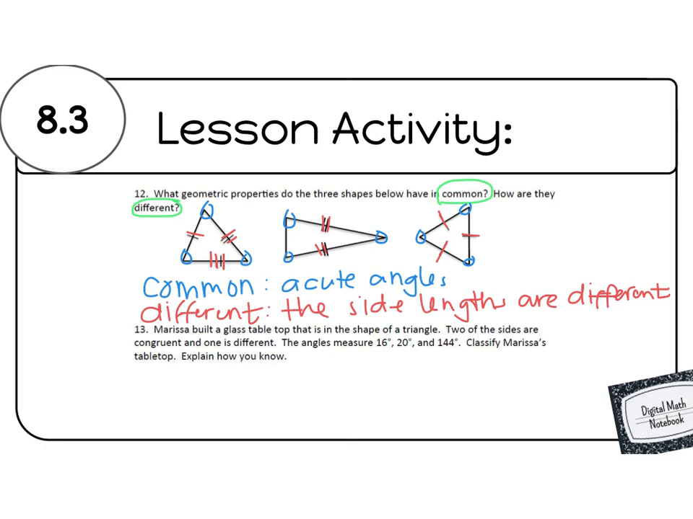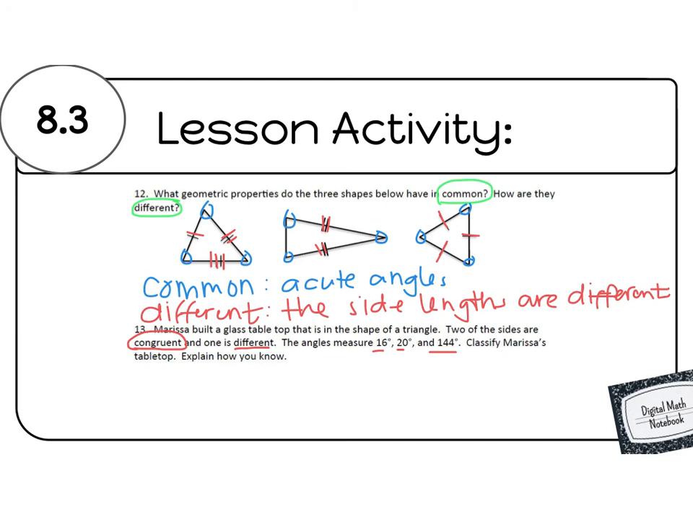All right, for our second question, Marissa built a glass table that is the shape of a triangle. Two of the sides are congruent and one side is different. The angle measures are 16, 20, and 144. Classify Marissa's tabletop and explain how you knew.